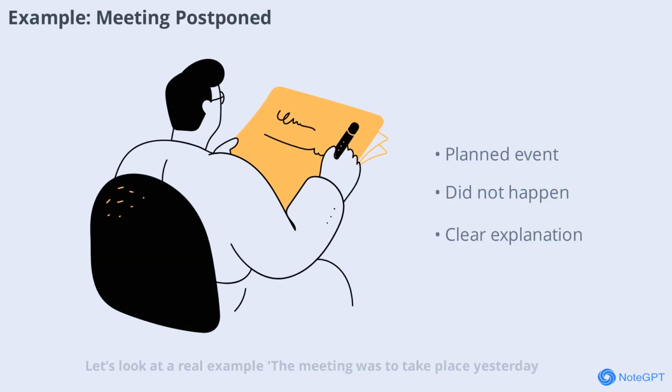Let's look at a real example. The meeting was to take place yesterday, but it was postponed. Here you can see how was to is used to show that the meeting was planned, but something prevented it from happening. This is a practical way to talk about events that were scheduled but didn't occur. It's especially useful in business or daily life when explaining why something didn't go as expected.